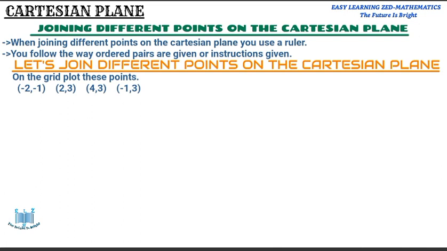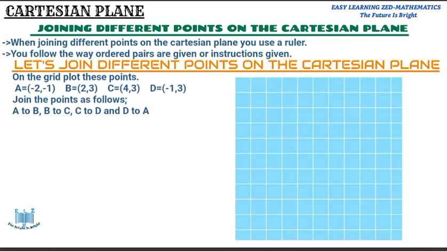On the grid, plot these points: A (negative 2, negative 1), B (2, 3), C (4, 3), D (negative 1, negative 3). The instruction is to join the points as follows: A to B, B to C, C to D, and D to A.